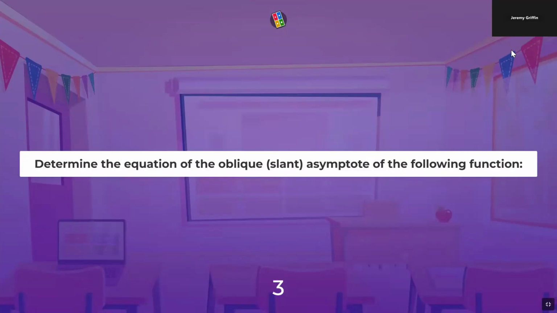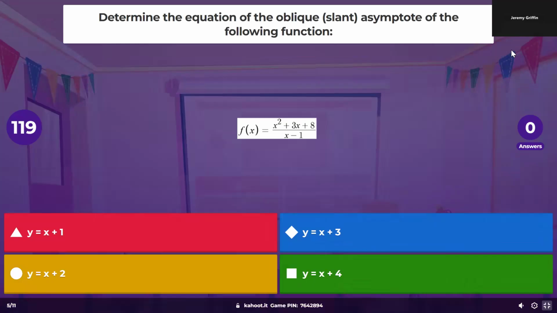Determine the equation of the oblique asymptote, also called slant asymptote. Give me 2 minutes for this one. You guys remember long division? So this says f of x equals a fraction. In the numerator it says x squared plus 3x plus 8, and the denominator is x minus 1. And so I'm about to do myself some long division. That's what I'm doing on paper off screen, while you guys are also doing some long division.